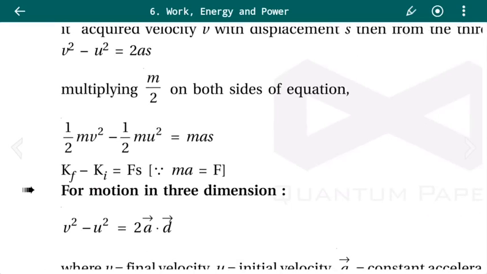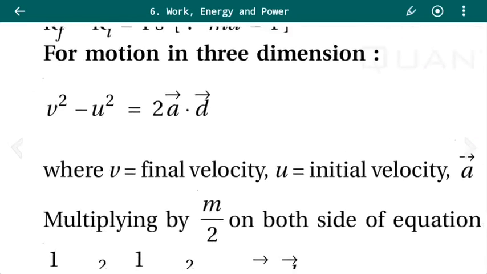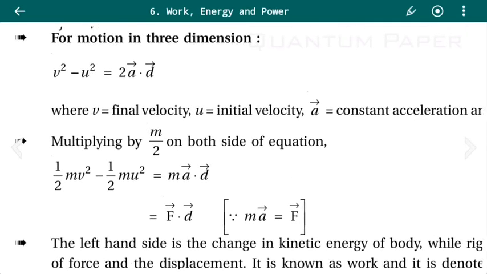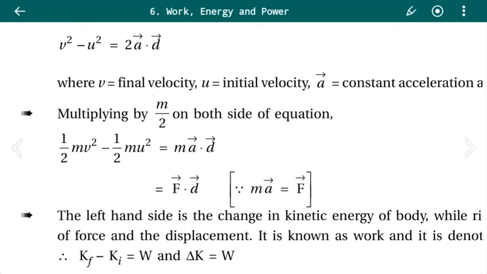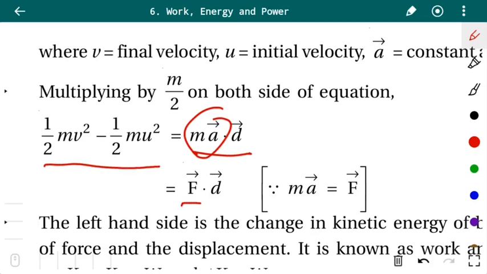Now for motion in 3 dimensions. Again using the third kinematic equation, that is v square minus u square equals 2a dot d. Again multiplying both sides by m by 2, we get the equation half mv square minus half mu square equals ma dot d. Here mass into acceleration is nothing but force, so force dot d.